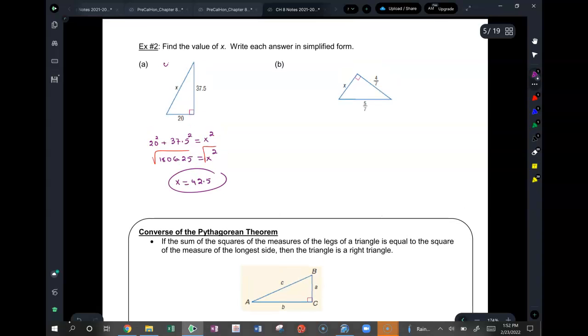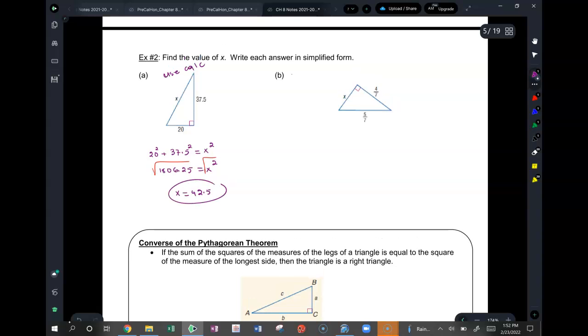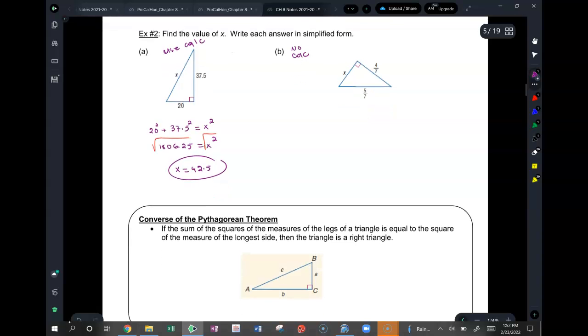So for this one, you're going to use the calculator. Okay, for this one, we're going to do it without a calculator. So let's do that, no calculator. Okay, so here we go. The legs are x and 4 over 7. So x squared plus 4 over 7 squared is equal to 5 over 7 squared. Now we take a breath because we're going to do this slowly.